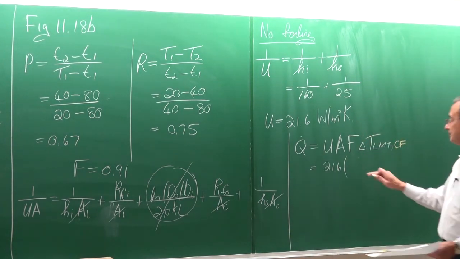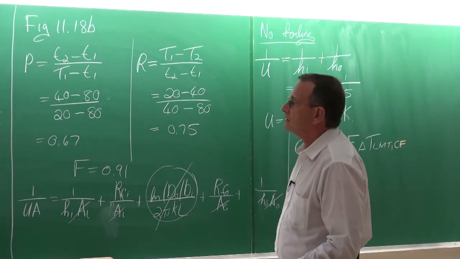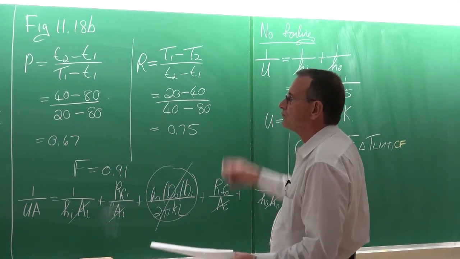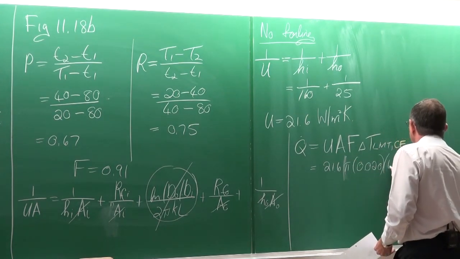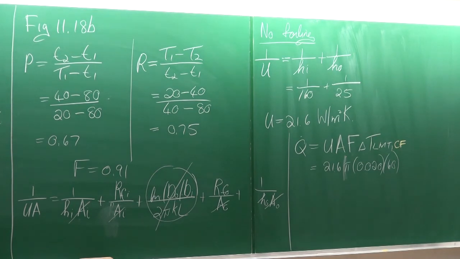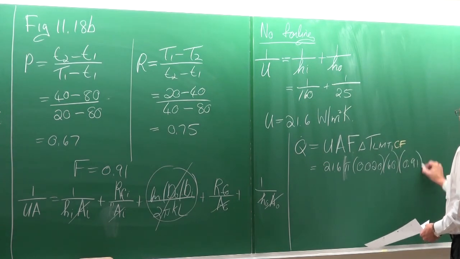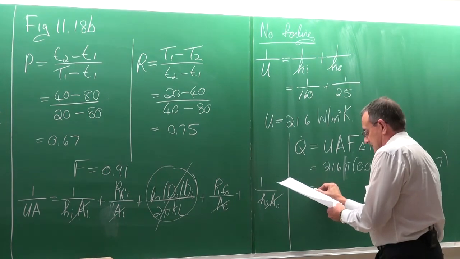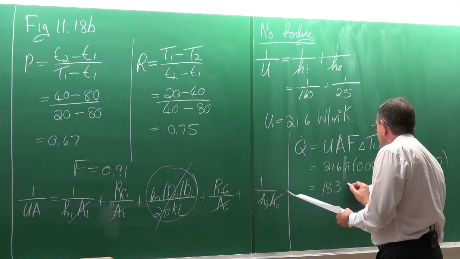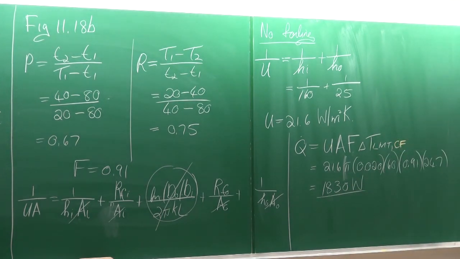The surface area is pi multiplied by the diameter of the tube, 20 millimeters, there it is. Multiplied by the length, which is 60. That is the surface area. Multiplied by the correction factor, which is equal to 0.91. Multiplied by the LMTD, and the LMTD is 24.7. And the result is a heat transfer rate of 1,830 watts. A small heat exchanger.